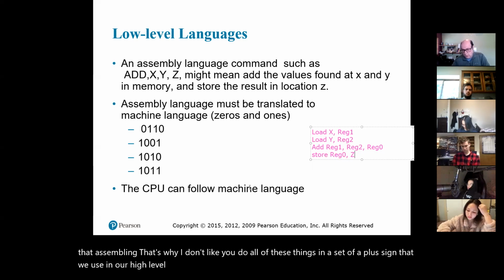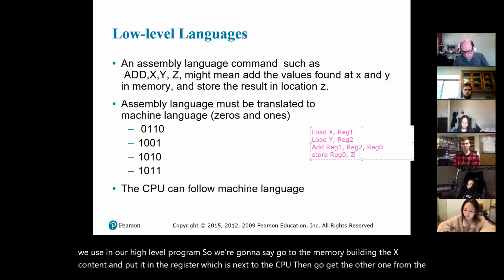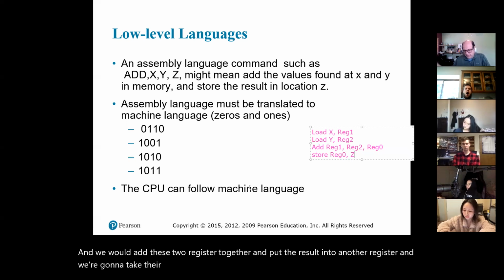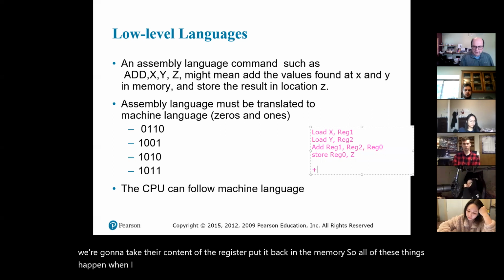So we're going to say, go to the memory, bring the X content, and put it in the register, which is next to the CPU. Then go get the other one from the memory, bring it and put it in this register. And we would add these two registers together and put the result into another register. And we're going to take the content of the register and put it back in the memory. So all of these things happen when I just do a class in my high-level language.